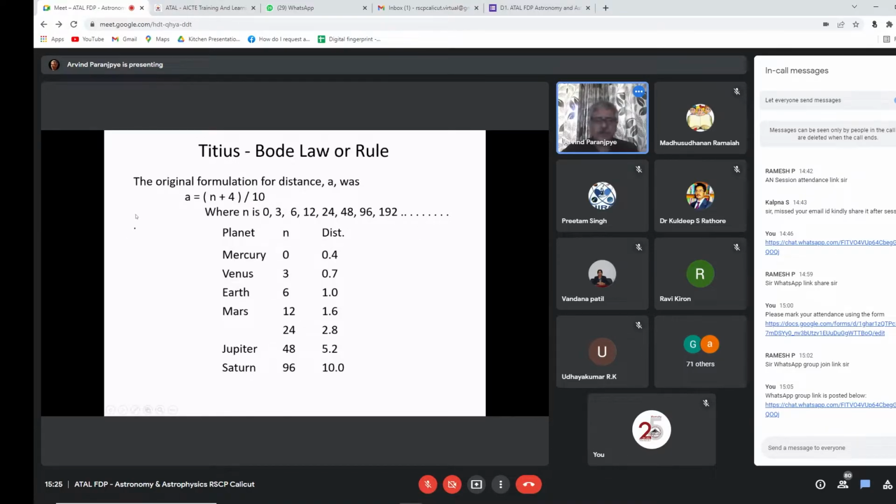So you see here that for Mercury, which is n equal to 0, it is 0.4. Venus is 0.7. Earth naturally would take the value 6, so it will be 1, and so on. Except that there is a gap here. For a value of n equal to 24, which comes out to a distance of about 2.8, there was a gap. So people did not pay any attention to this particular gap. It is an interesting gap, but no one really paid any interest.